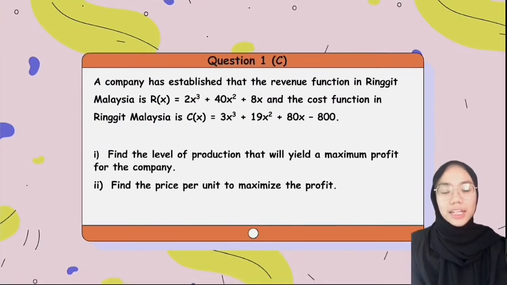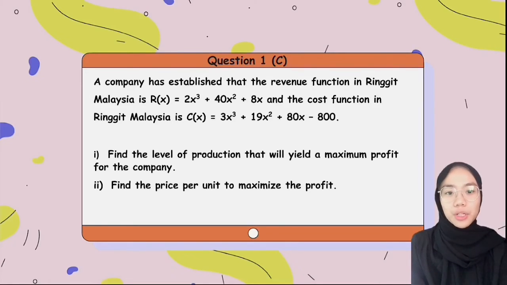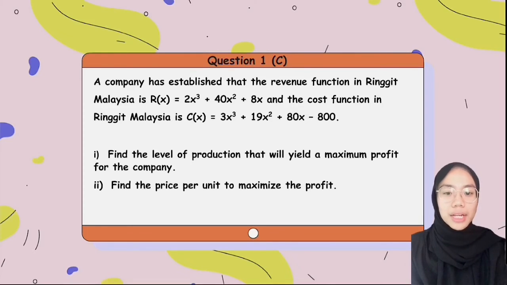Question 1c is about the revenue, cost and profit functions. So let's see the question. A company has established that the revenue function in Ringgit Malaysia is equal to 2x cubed plus 40x squared plus 8x, and the cost function in Ringgit Malaysia is equal to 3x cubed plus 19x squared plus 18x minus 800. 1. Find the level of production that will yield a maximum profit for the company, and find the price per unit to maximize the profit.